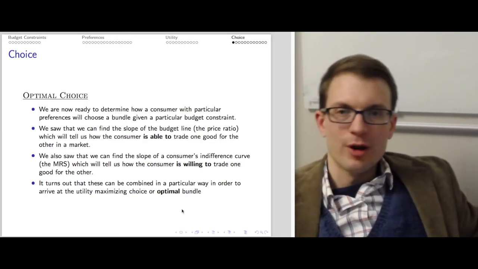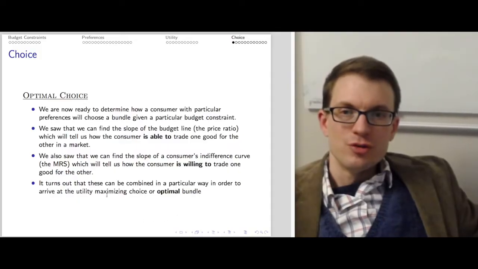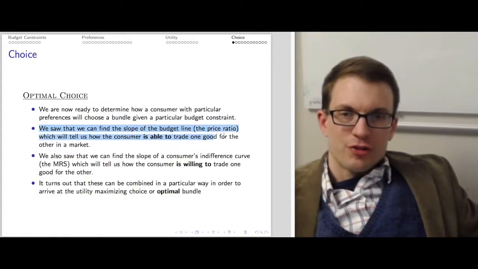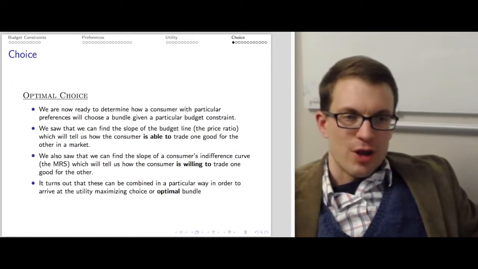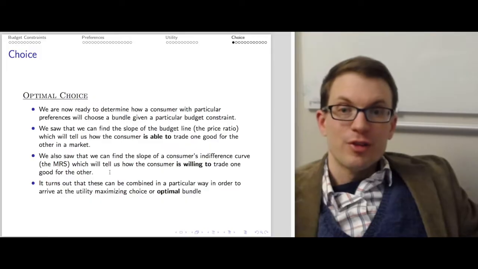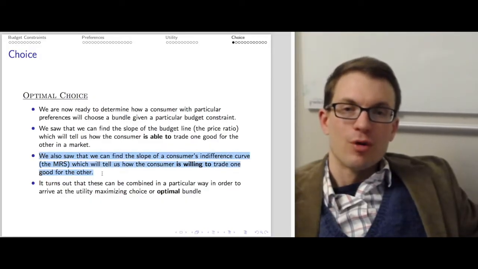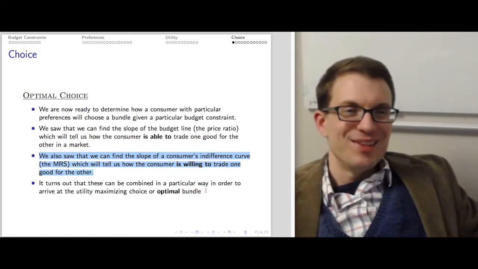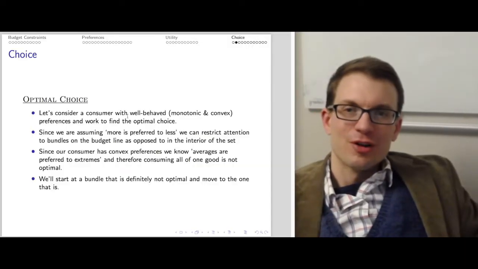All right, so I'll just show this quickly and then I'll come away. Now we want to determine how much a consumer with a particular set of preferences is going to choose to consume. So we saw we can find the slope of the budget constraint, the price ratio, and that tells us how much the market is going to allow trading one good for the other. We can find the slope of the indifference curve. This is going to tell us how much the consumer is willing to trade of one good to get more of the other. And it turns out we can combine these, set them equal, and that'll give us the optimal bundle, right? So let's consider a consumer with well-behaved preferences and find the optimal choice.